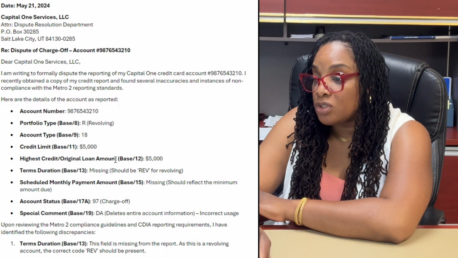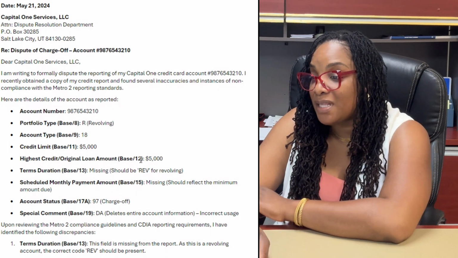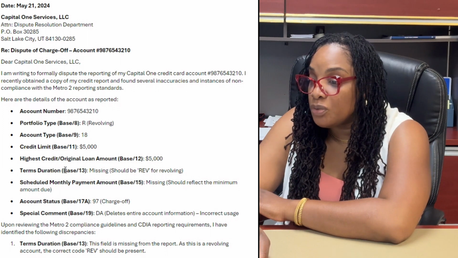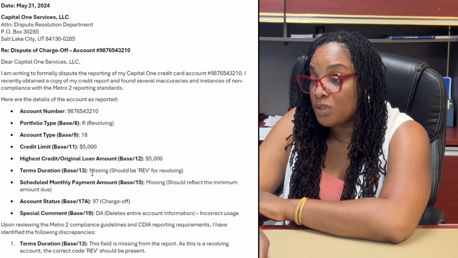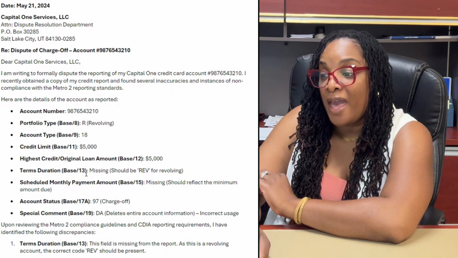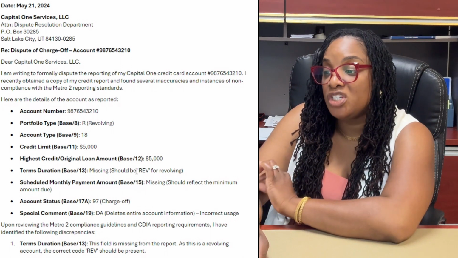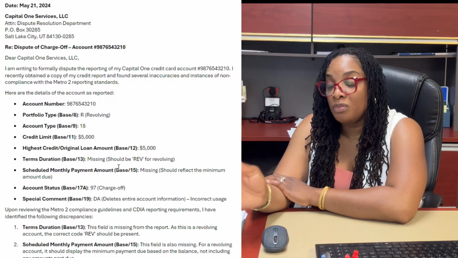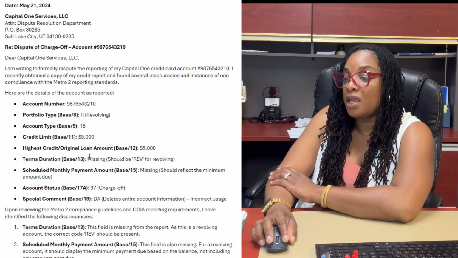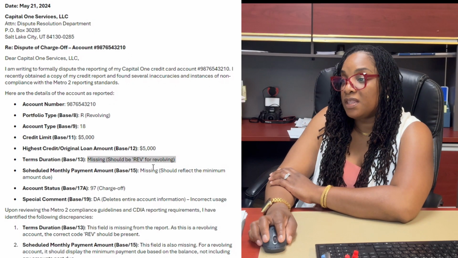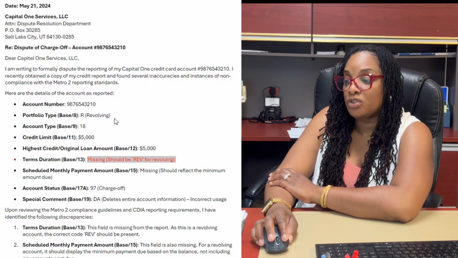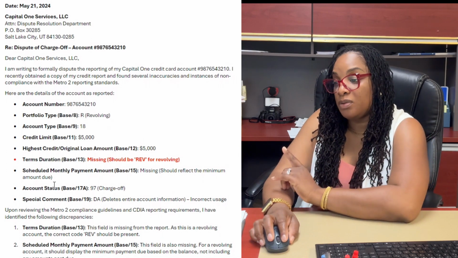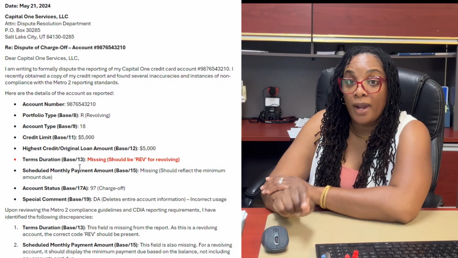All right, so credit limit is base field 11. High credit or original loan amount is base segment field 12. Terms duration, base segment field 13. And beside here, I have missing, should be REV, which means revolving. The reason why I have that as missing is because that is going to be a Metro 2 violation that I will be disputing, and it is a required field.